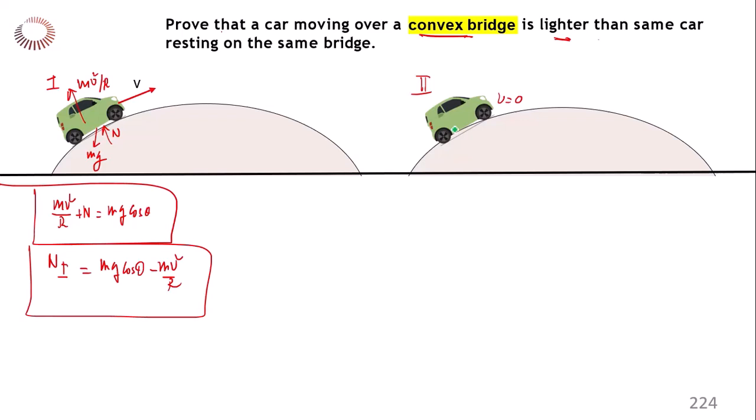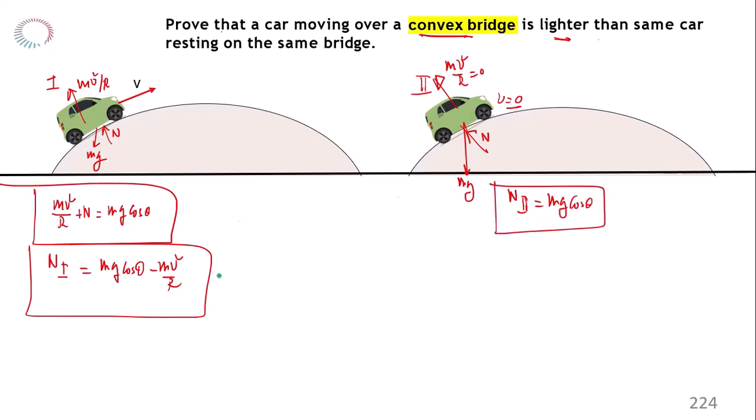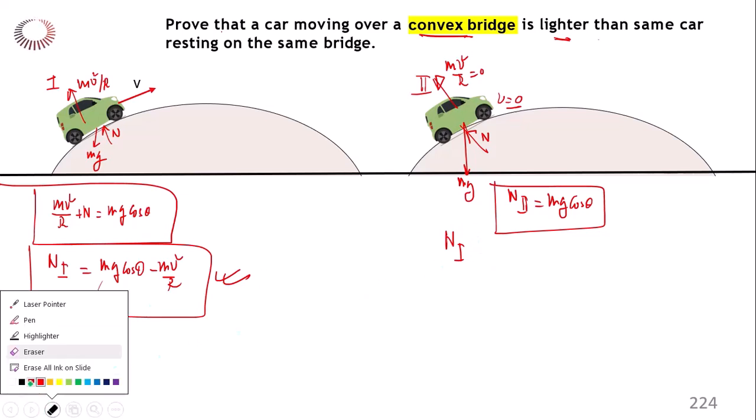Okay. Now come to the second situation. So here what happens? The car is not moving. Not moving means now the centrifugal force, that is mv square by r, is 0. So only the mg component is there and the normal is there. So normal in the second situation is only mg cos theta. Now can I say this number is less than mg cos theta? No, N1 is mg cos theta minus something, and N2 is simply mg cos theta. So I can clearly say that N for the first situation is less than that of N for the second situation.